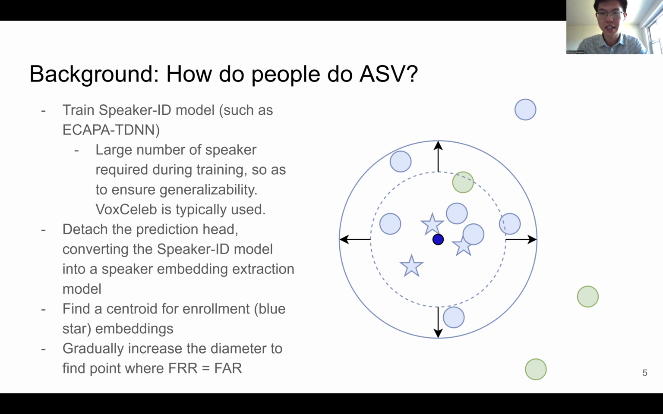In terms of model architecture, most systems that are used in ASV tend to be relatively simple. They would often just consist of a few convolutional layers followed by an attention pooling mechanism, ICASSP being a primary example of that.